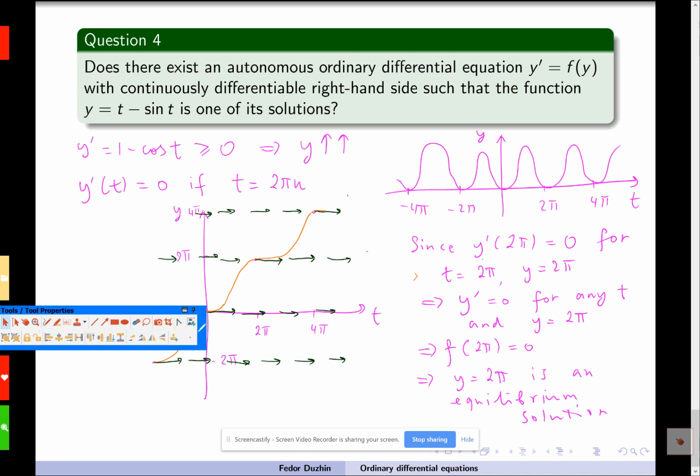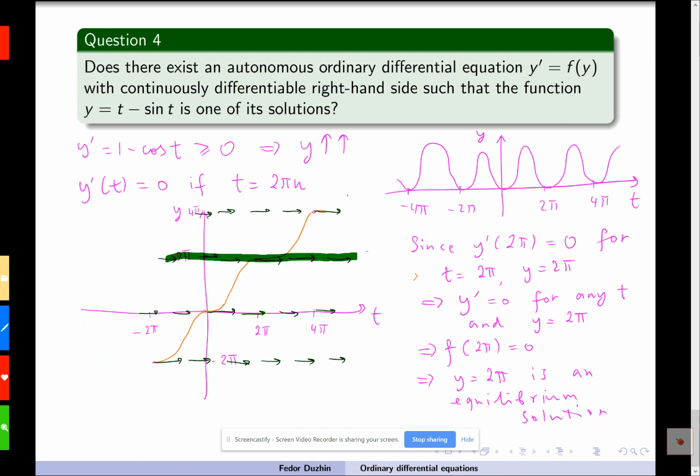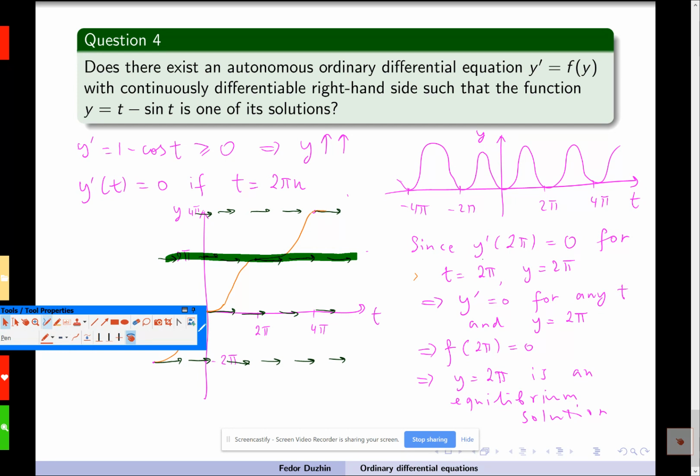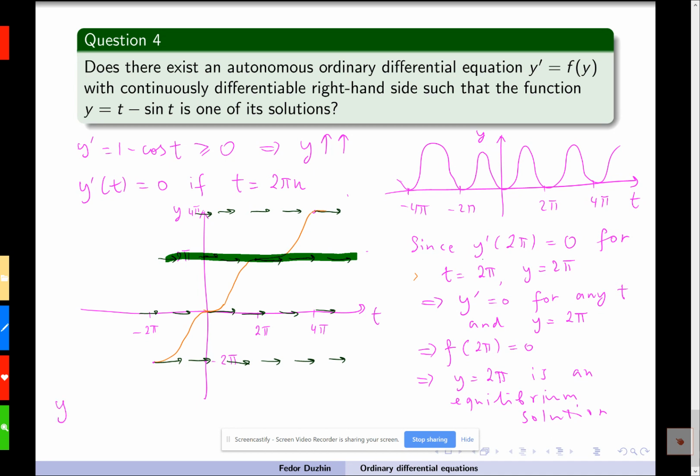Let me plot it. So y equals 2 pi is an equilibrium solution. But this is a contradiction, because now we have two solutions that intersect. If we look at the initial value problem y of 2 pi equals 2 pi, then we have at least two solutions: y equals t minus sine t, and y equals 2 pi.